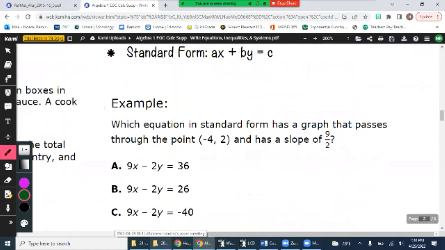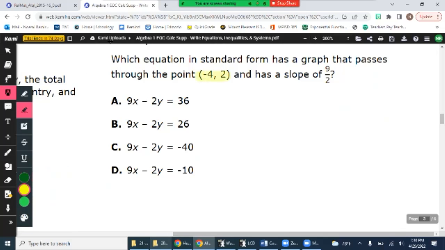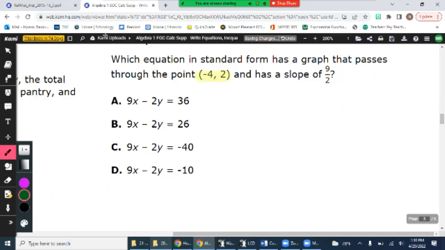Next one. The difference between the example that I just showed you and this one is that your answer choices are in standard form. Yes, you can take each and every one of these and solve it for Y, but that would take much more time. They do give us a point, and that point represents what type of values? An X and a Y value. And each one of these equations has an X and a Y in it, and the only difference between each one of these answer choices is the number at the very end.